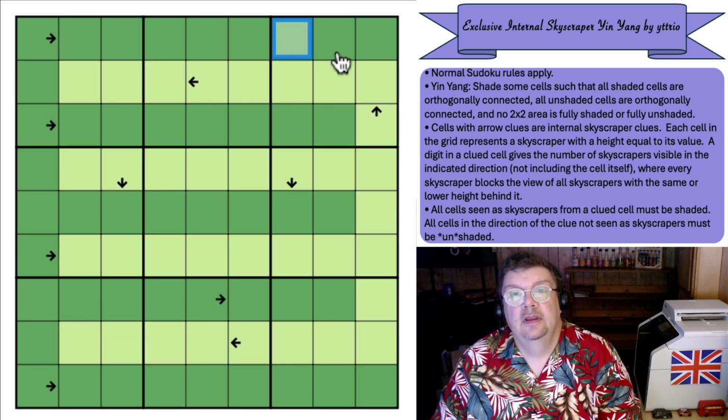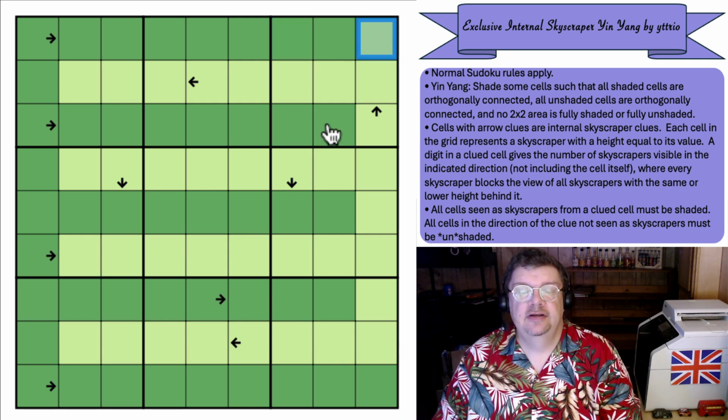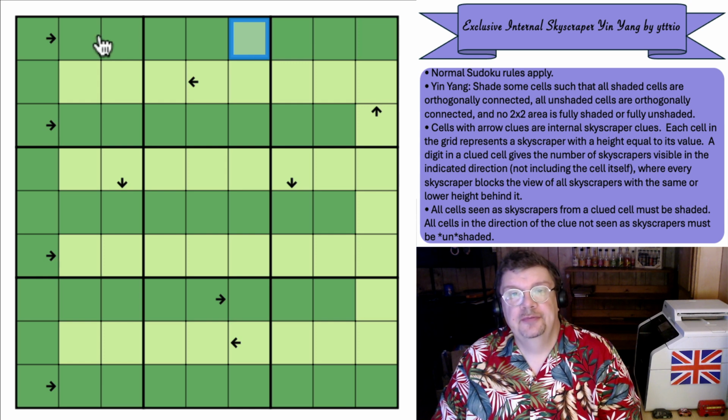Okay, so we've got the dark green shaded cells and the light green unshaded cells. The dark green shaded cells are all orthogonally connected. So that means that I can go from any shaded cell to any other shaded cell, only going up, down, left, or right, and only traversing through other shaded cells.